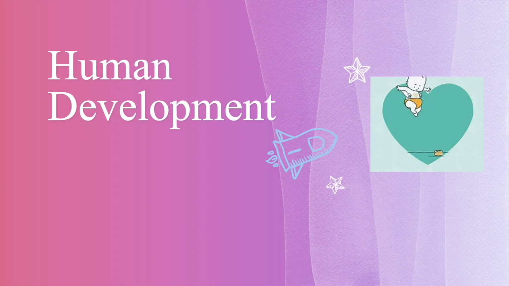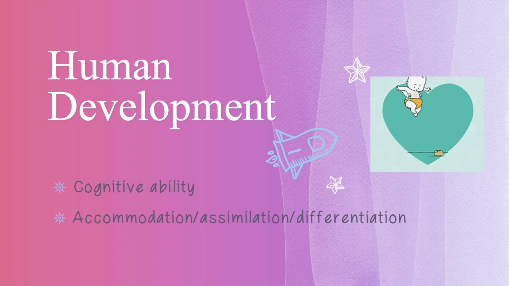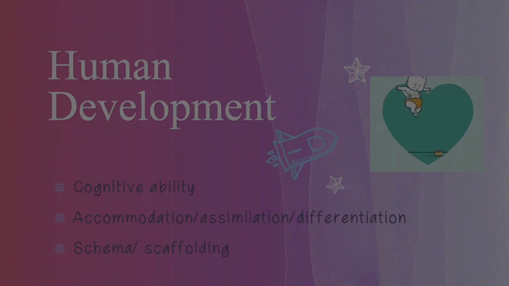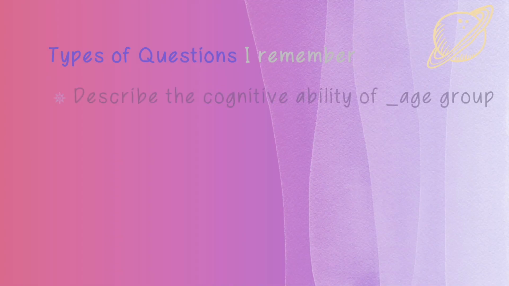The last subject is going to be human development. I spent the most time preparing for this test, and these are terms that you might want to focus on: cognitive ability by different age groups, accommodation, assimilation, differentiation, schema, and scaffolding. These are types of questions I remember from the test.